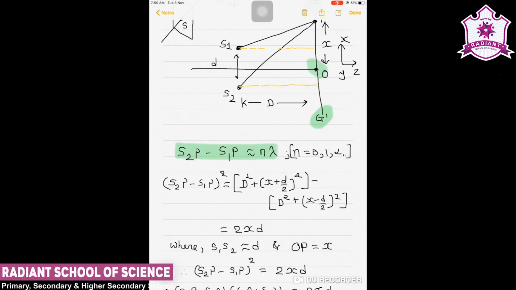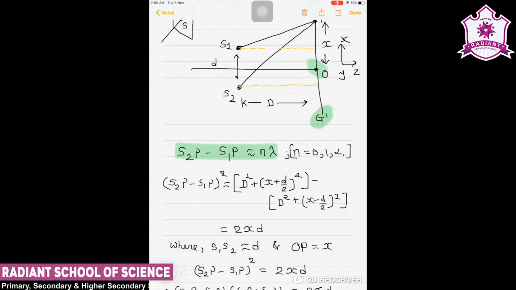Now the locus of point P lying on the xy plane such that S2P minus S1P is a constant is a hyperbola. So the fringe pattern will strictly be hyperbolic. However, if the distance capital D is very large compared to the fringe width, then the fringes will be very nearly straight lines, and we can show it as in the bigger figure below.